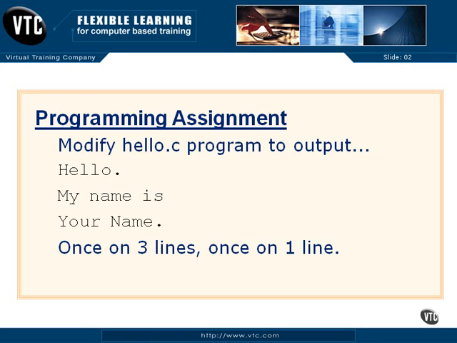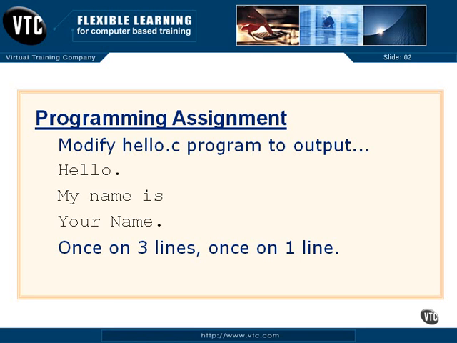Alrighty, here's your first programming assignment coming up. I want you to go into your editor and modify your hello.c program to output "hello." new line, "my name is," new line, and then put your name in there. You can write your name if you want to, but it's a little more interesting if you get your own name in there. Nothing that we like to see more than our own name up in lights on a screen. And then put a period out at the end of that.